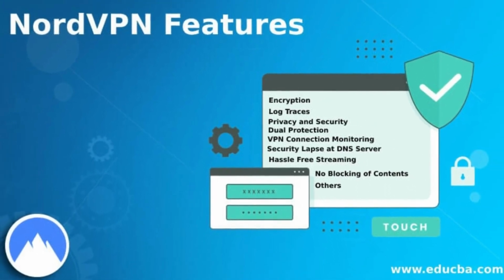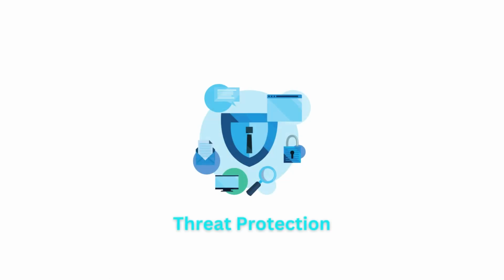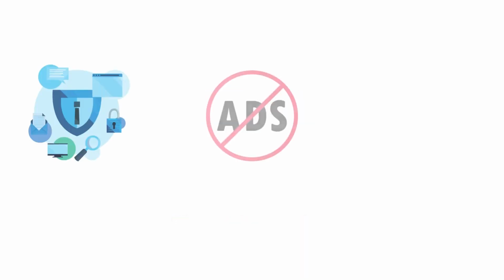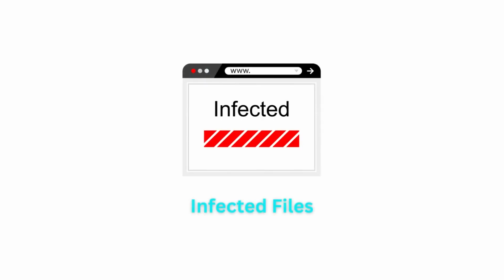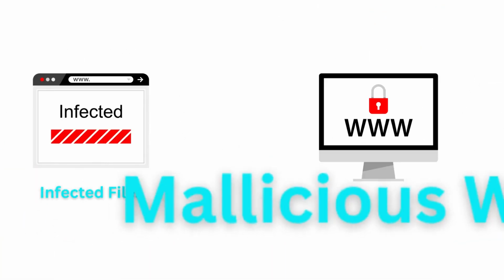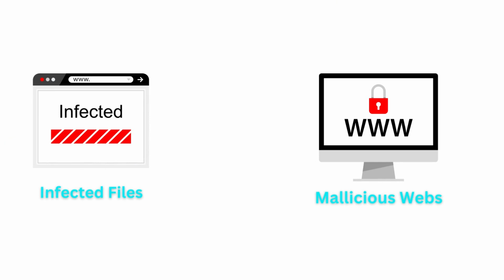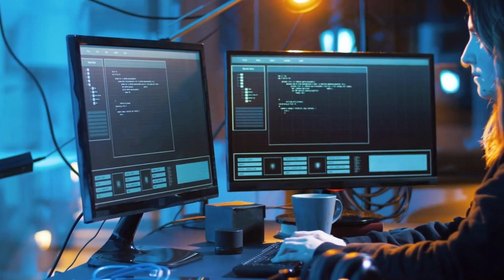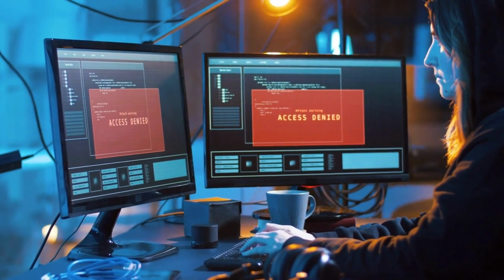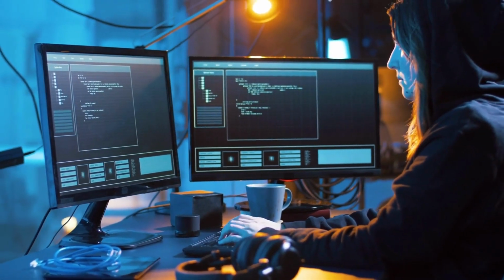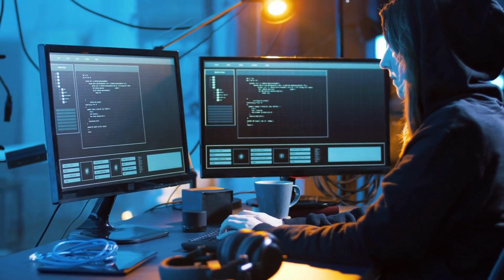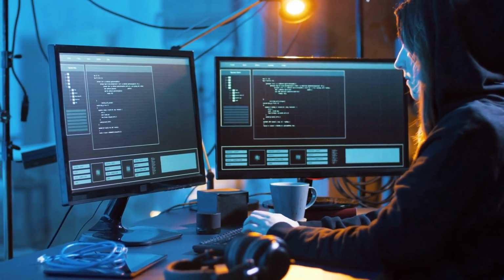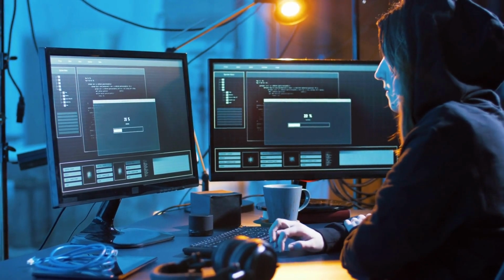Next, let's dive into some of the other features that NordVPN has. We've got threat protection up first. What threat protection does is it allows you to block ads, web trackers, and infected files. It also allows you to block malicious websites, tracking URLs, and deep file scans. How this works is it allows NordVPN to check against their blacklist of URLs and domains that try to harm your machine. This allows them to block it before it gets to your machine.